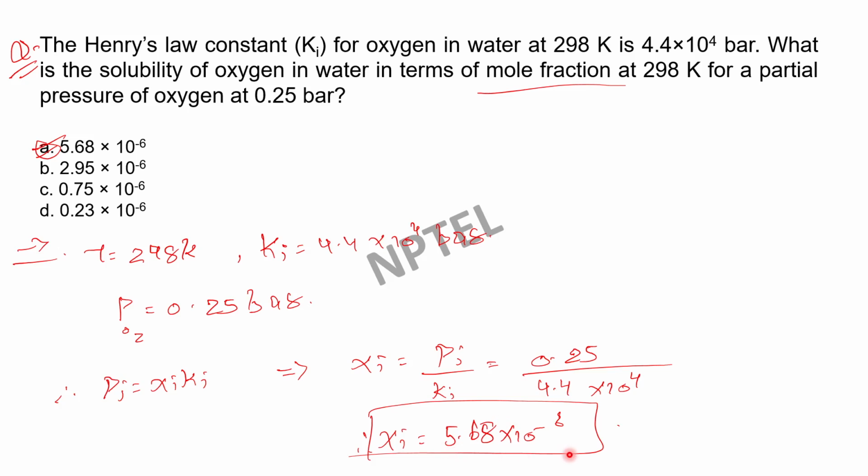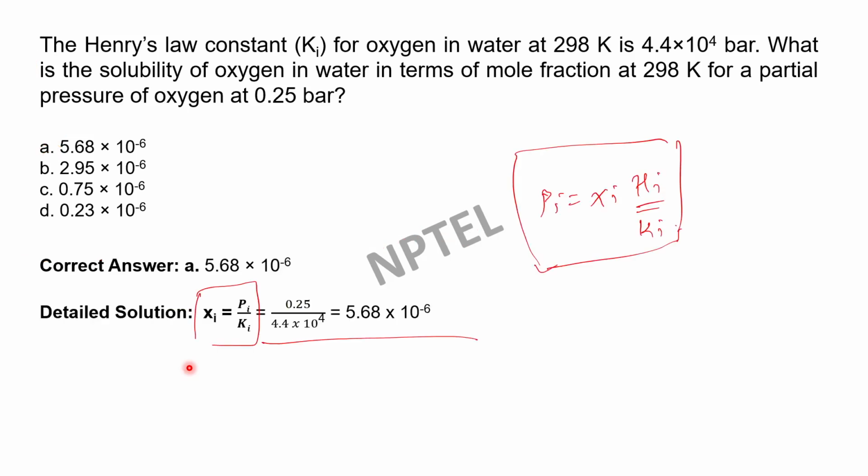So this is simply how you can use the Henry's law concept for determining the mole fraction of a component. Similarly, if they have given the mole fraction and the partial pressure, we can find the value of the Henry's law constant, that is Ki. So xi is going to be Pi by Ki. You can find the value by putting in the Henry's law constant 4.4 into 10 to the 4, and the pressure 0.25 here. Okay, we move on to the next question now.